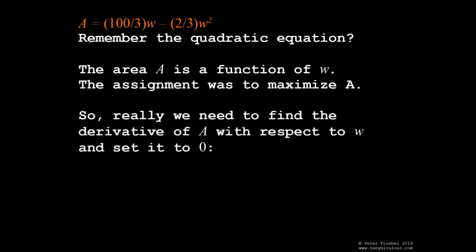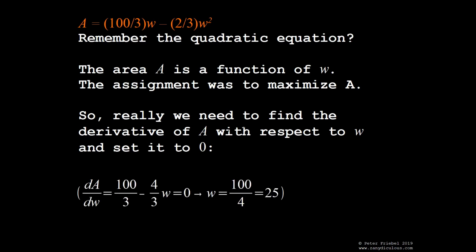So really, we need to find the derivative of A with respect to W, and set it to 0, as I've done here. The derivative of A with respect to W is 100 divided by 3 minus 4 divided by 3 times W, and we set that to 0, and that will give us W is 100 divided by 4 is 25. Well, that was way easier. Bob's your uncle.